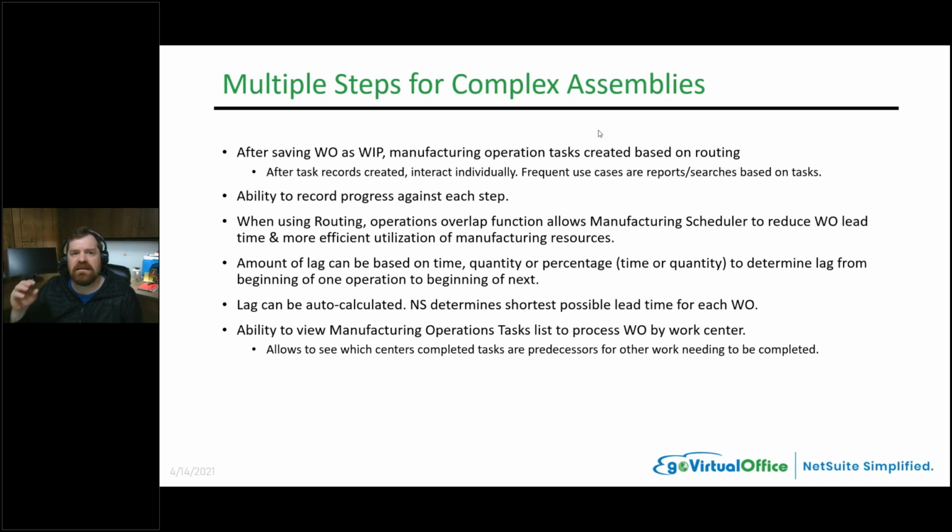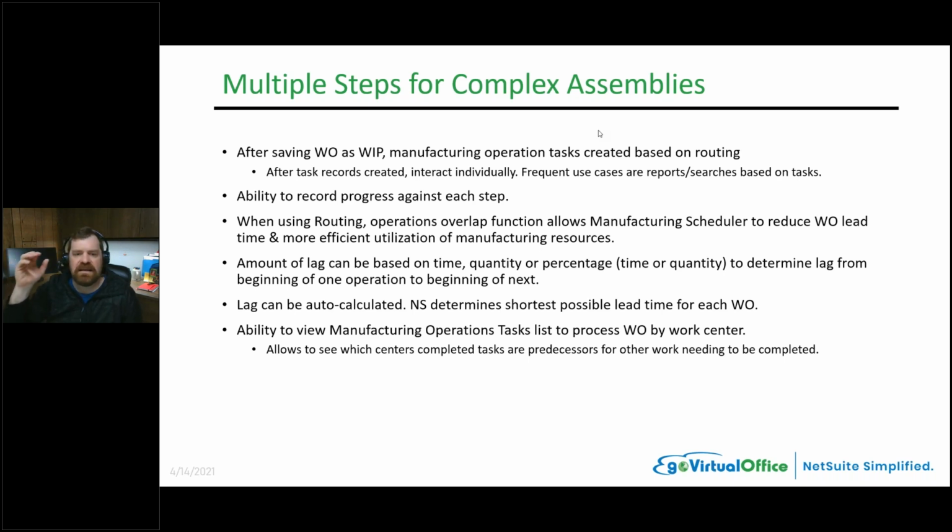So the idea is you're having multiple steps for these assemblies. After you save a work order that has WIP, what's going to happen in NetSuite is you're going to have operational tasks that are created. And it's almost like, if you have any familiarity with the project module in NetSuite, that's what's going on. It's saying, okay, this person is completing this task. I'm assuming it's going to take this long at this cost.